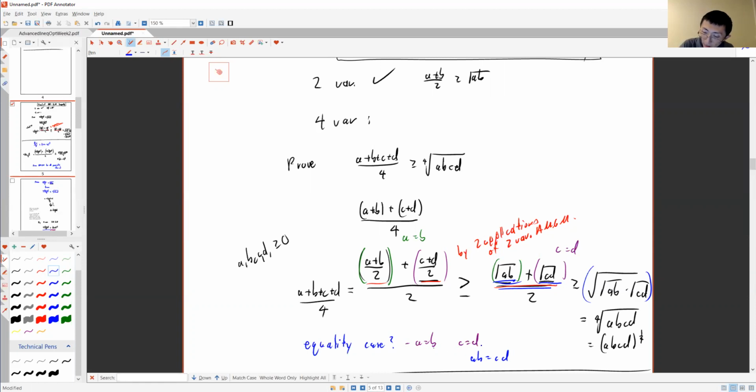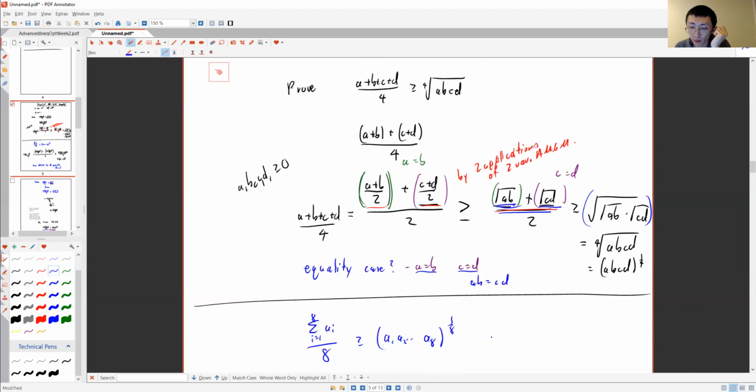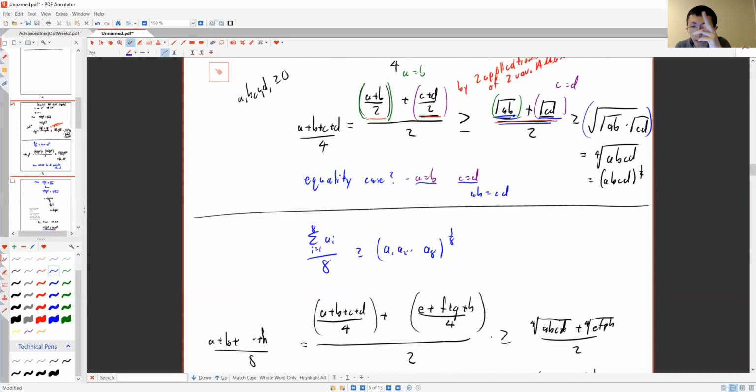So A equals B, and the product of the last two equals the product of the first two. So all four variables must be equal. So with the two variable case applied 3 times, we get that the equality case occurs when all four variables are equal. And that generalizes to all powers of 2.